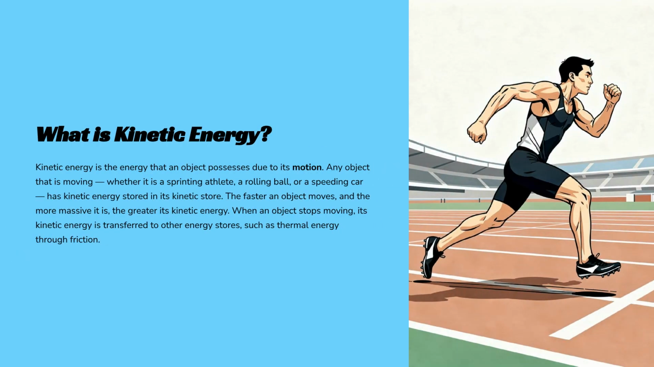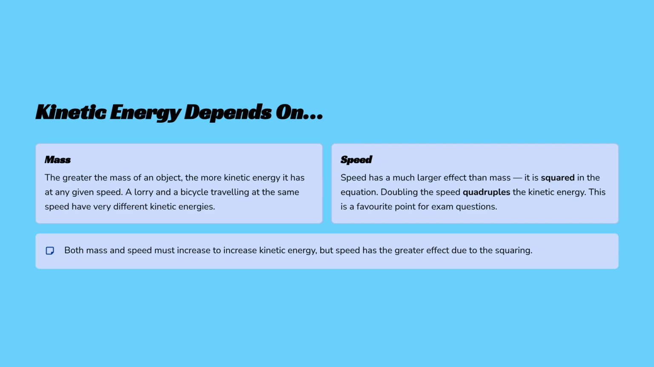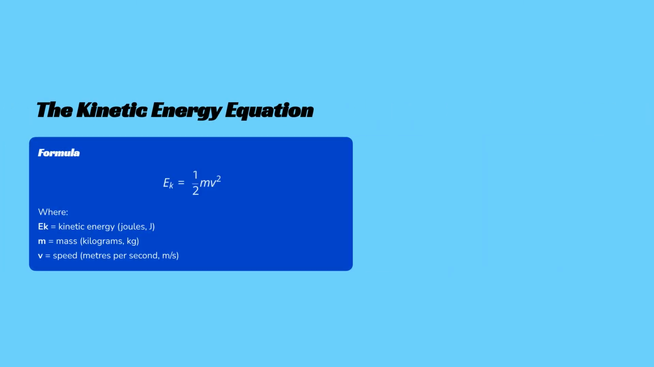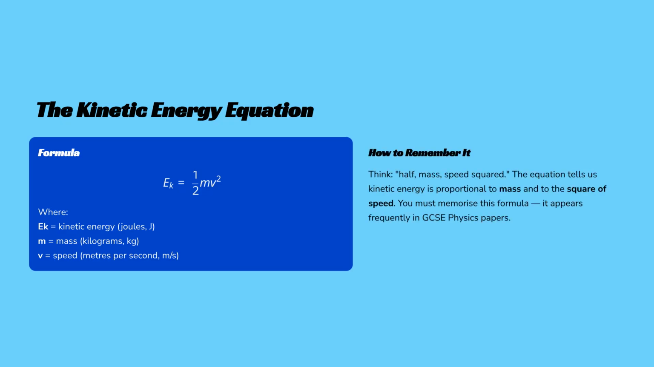Kinetic energy is the energy an object has due to its motion. Whether it is a sprinting athlete or a moving vehicle, the faster and more massive an object is, the more kinetic energy it possesses. Kinetic energy depends on both mass and speed. While increasing mass increases kinetic energy, speed has a much more dramatic effect because it is squared in the calculation. The kinetic energy equation is E equals 1/2 times mass times speed squared. Memorizing this formula is crucial for success on your physics papers.